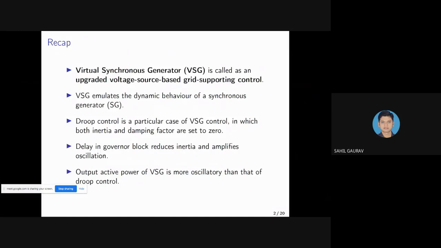And the last point is that the output active power of VS is more oscillatory than that of root control. But this problem can be resolved by proper tuning of the damping factor and the output reactance. This has been proved by the steady state analysis of the model that we can see in the last chapter.